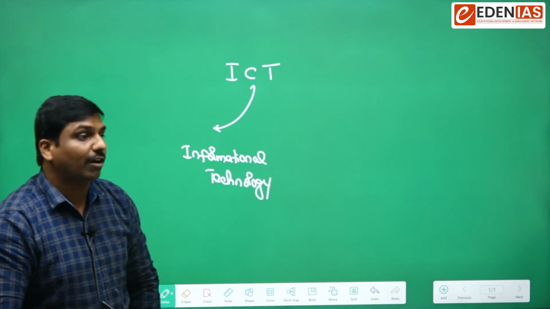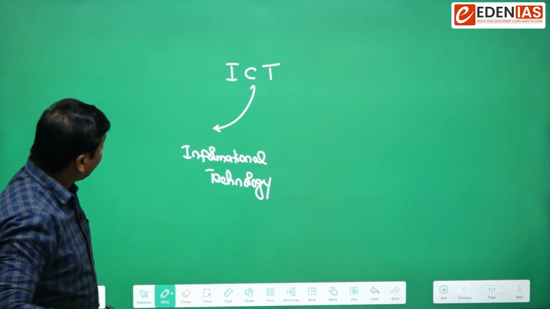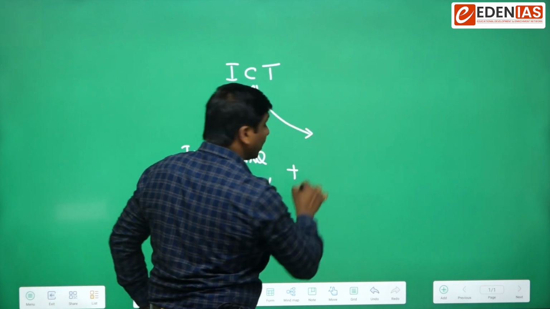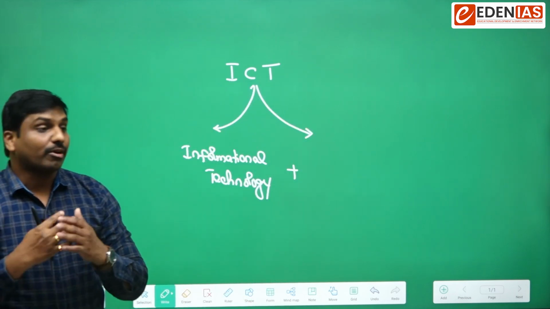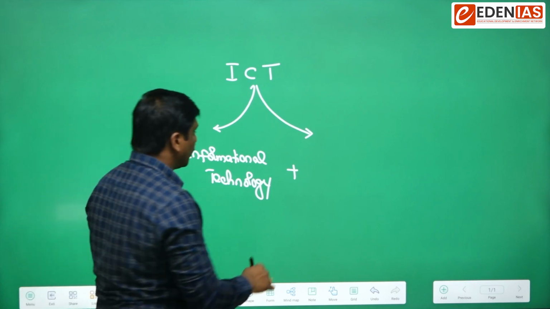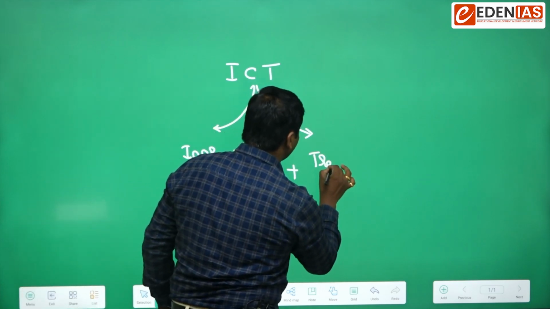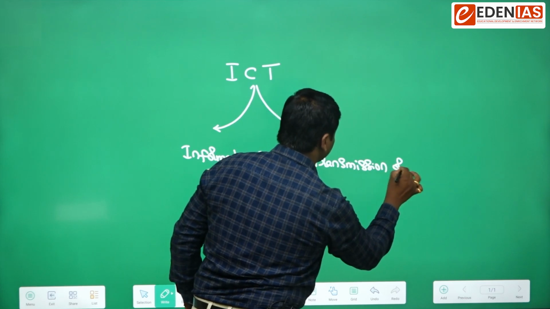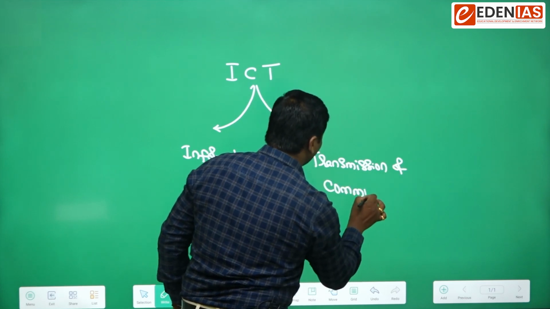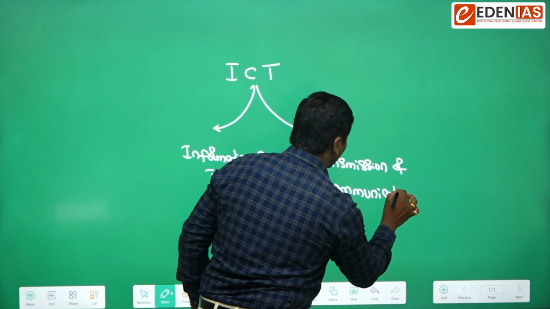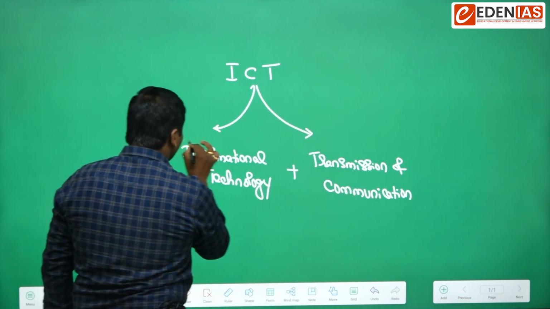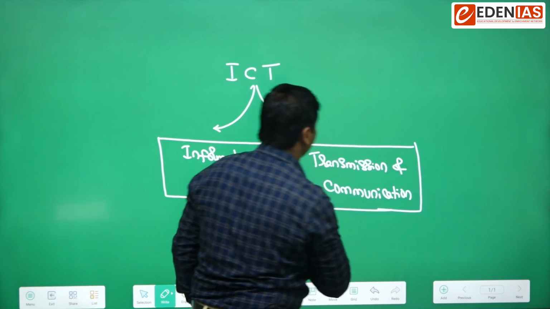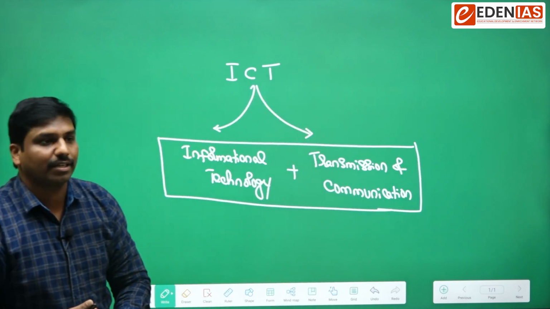Extensional form means what? In simple manner to say, when we club information technology with another aspect, that is the transmission of the communication, then this is the subject matter of information communication technology. So together, when information technology is clubbed with the transmission of communication, we call it information communication technology.